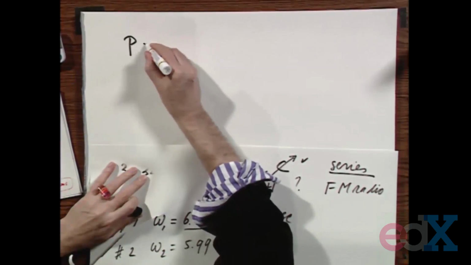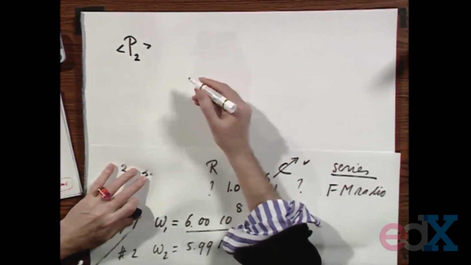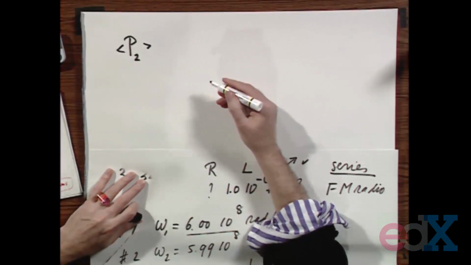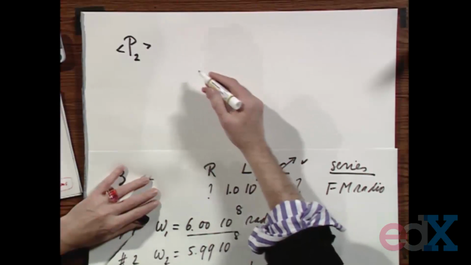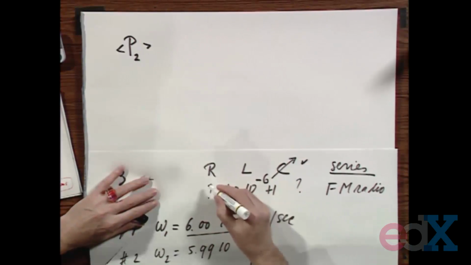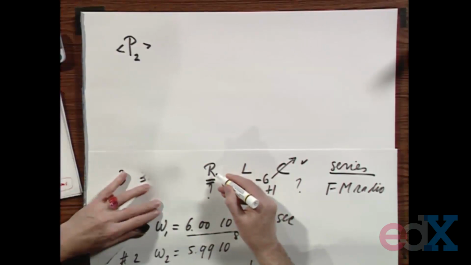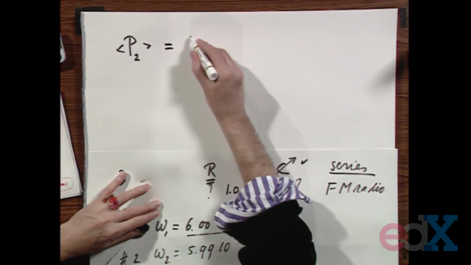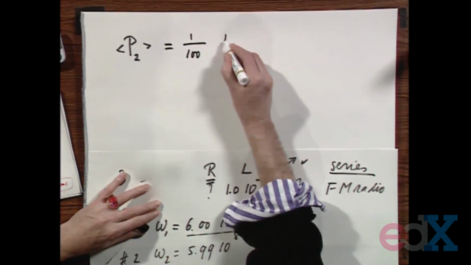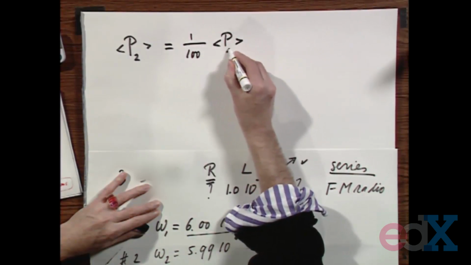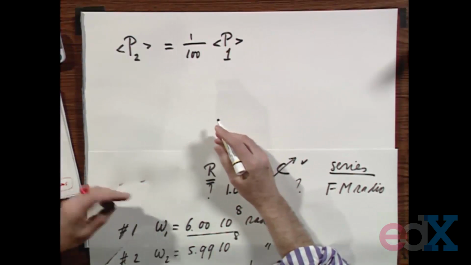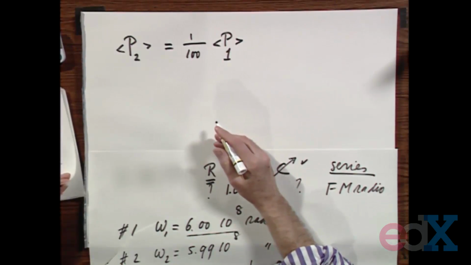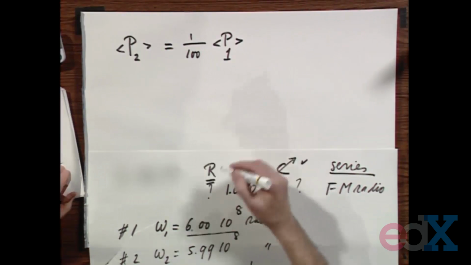But now we're also told that the mean power that's coming from the second station, delivered to the resistor R, which is presumably the loudspeaker, from station number 1, that is 1/100th of the mean power through a complete cycle of station number 1. And the question now is, what is R?